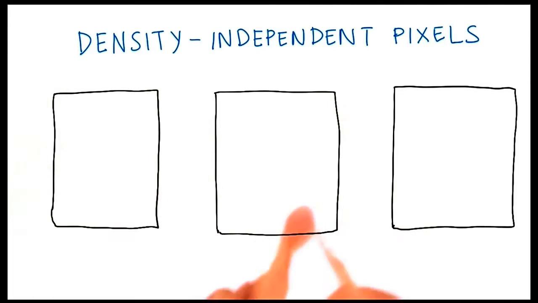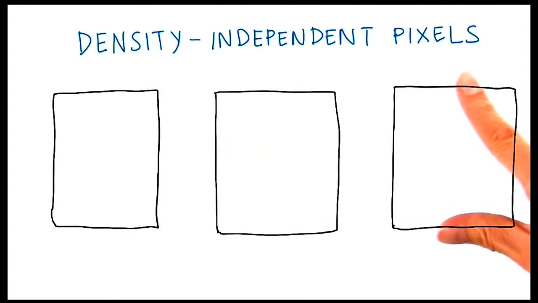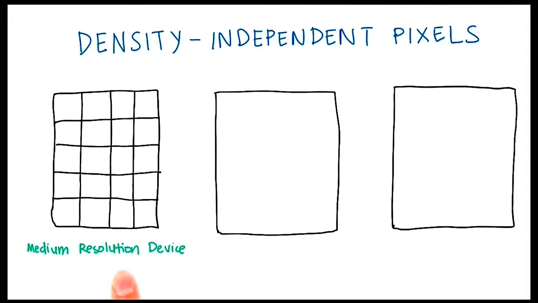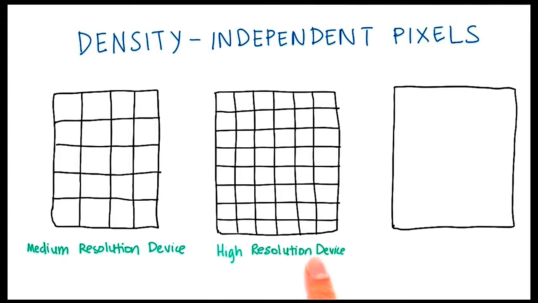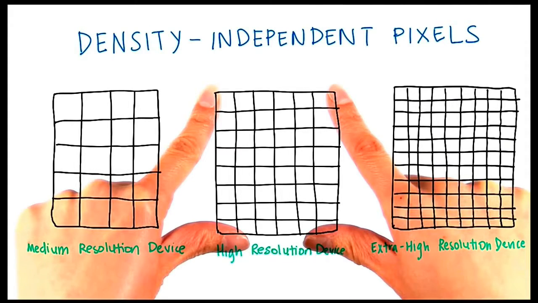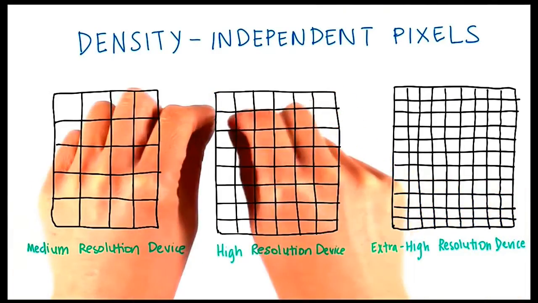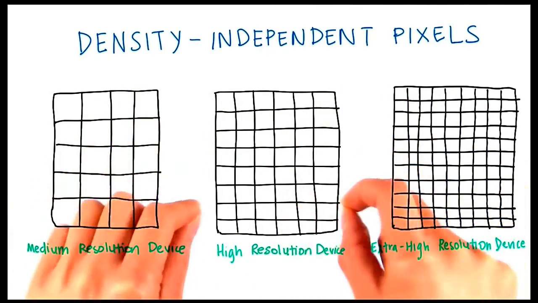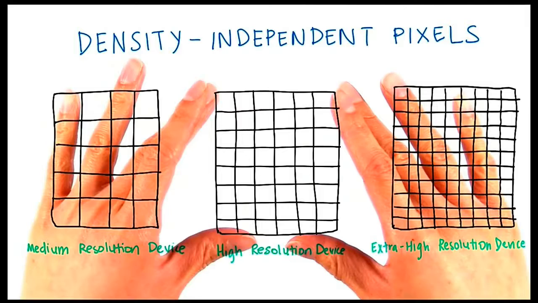Say these beautifully drawn rectangles represent different devices. They're the same physical size, but they differ in terms of resolution. This is a medium resolution device with a medium number of pixels on the screen, high resolution, and an extra high resolution device. When I say pixel, I mean a phone screen is made up of many tiny squares which are pixels, and they light up based on what you're looking at.